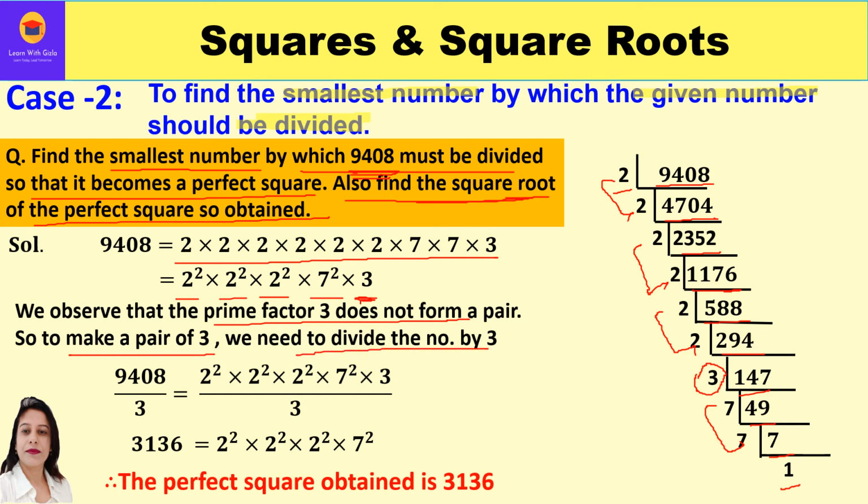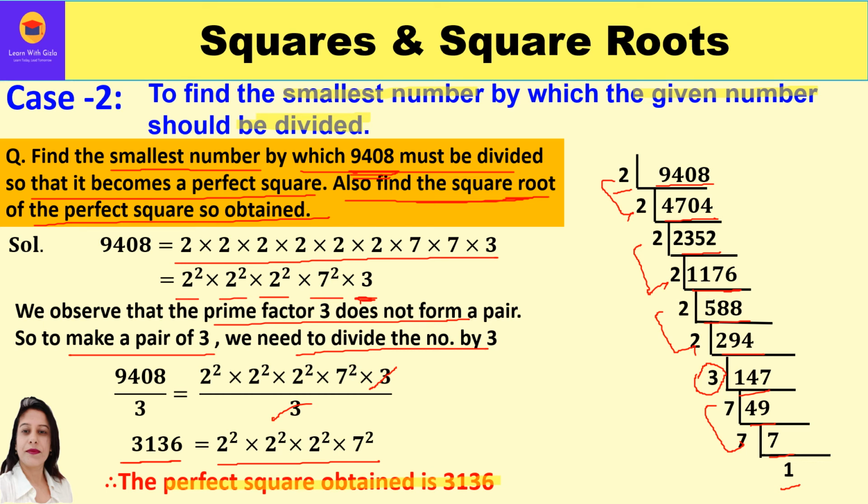So over here the number was 9408, which when we divide by 3, on the left hand side we will also divide all the factors by 3. So this 3 and 3 will get cancelled. When we divide the factors by 3, the 3 and 3 will get cancelled, and what we are left with on the left hand side is 3136, and on the right hand side we have all the factors in pairs now, 2 square into 2 square into 2 square into 7 square. So we can say the perfect square number that is obtained is 3136.